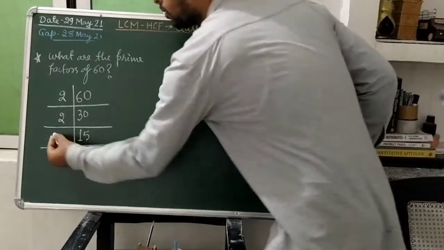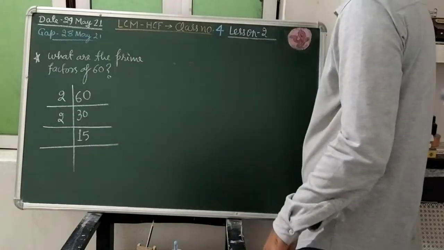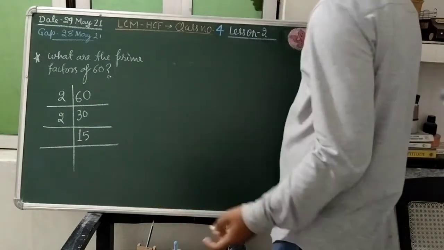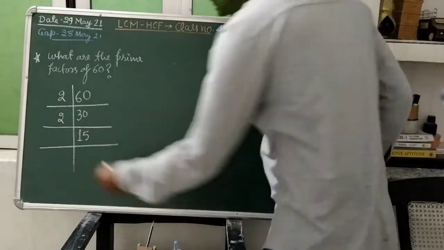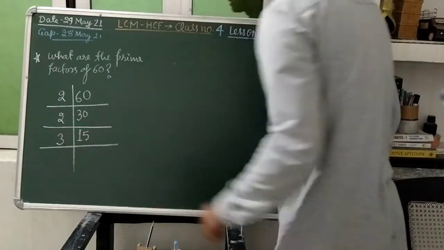So we have checked that 2 is not going to divide this 15, so we shall look for the next number. The next number is 3. And is 3 dividing the 15? Yes, students, 3 is dividing the 15. So we shall select 3 here.